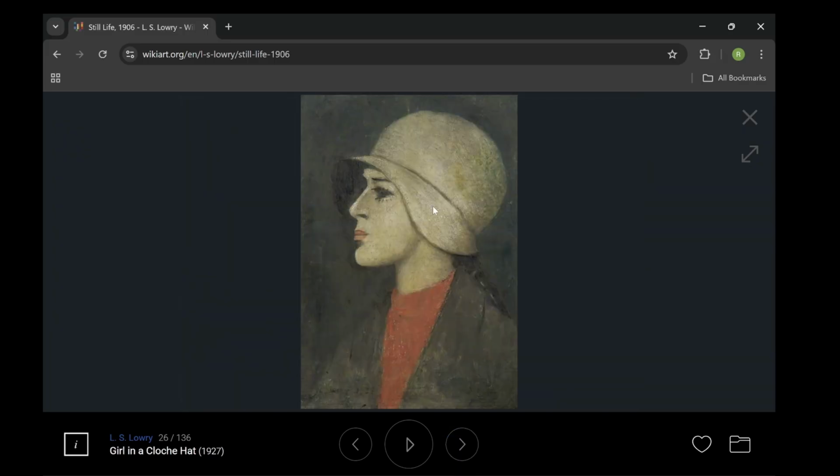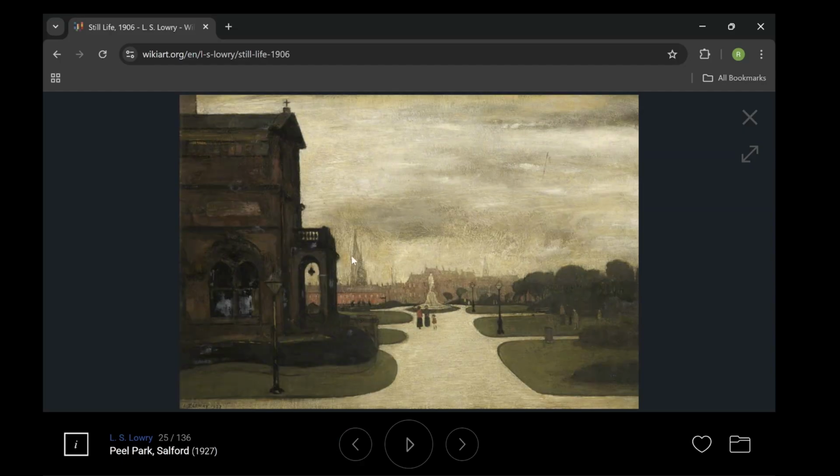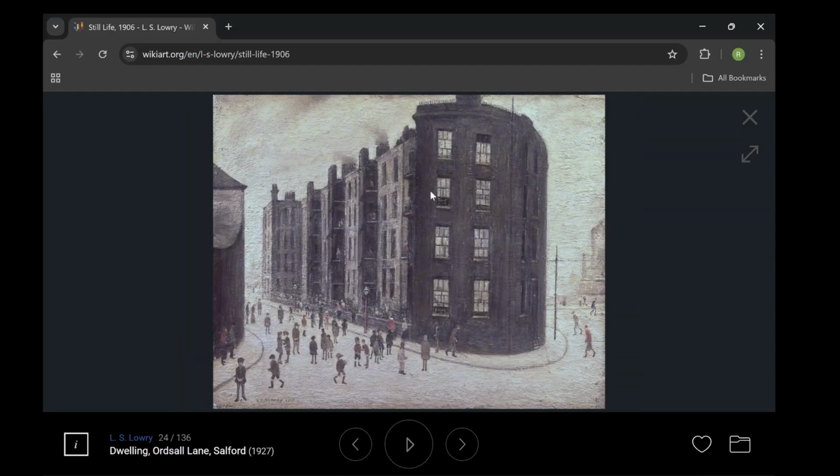Girl in a cloche hat. Now, Lowry and women. His mother was his only woman in his life. He speaks of having had a brief encounter with a girl at art college who didn't come back one day. Maybe she graduated, or I don't know, it's not clear. She didn't come back, and he has a lot of portraits that are imagined, and these scenes also are often imagined scenes of things he's seen and put together.